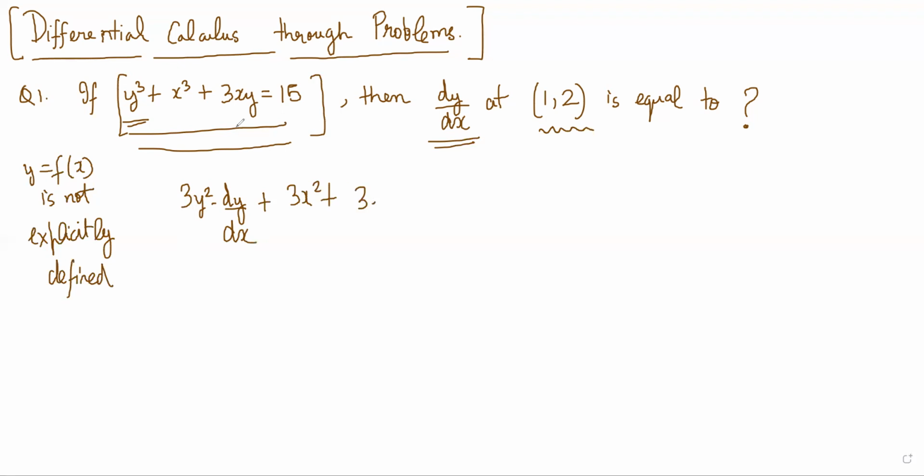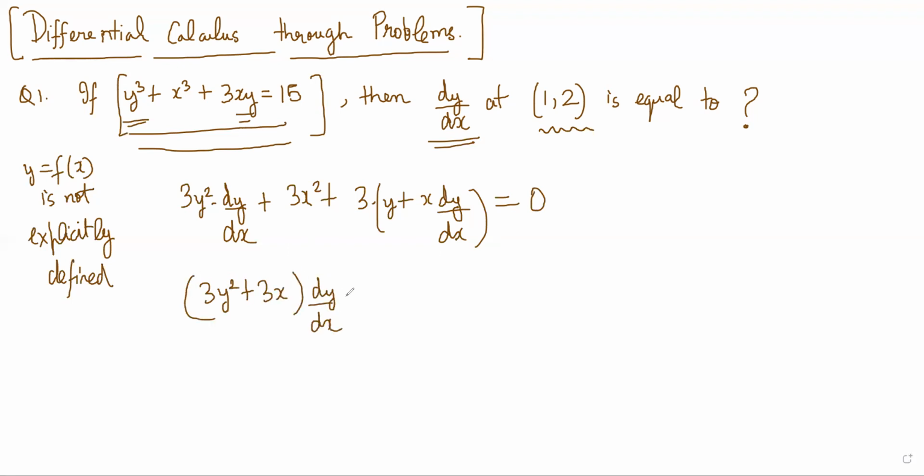plus 3x^2 plus 3 times, now product rule differentiation, it is y + x dy/dx, equal to 0 because differentiation of a constant is 0. And immediately now we can solve for dy/dx here. So (3y^2 + 3x) dy/dx is equal to -3y - 3x^2, minus 3y, right?